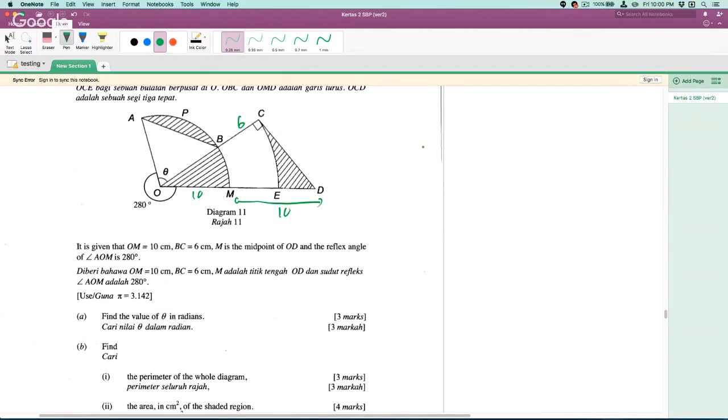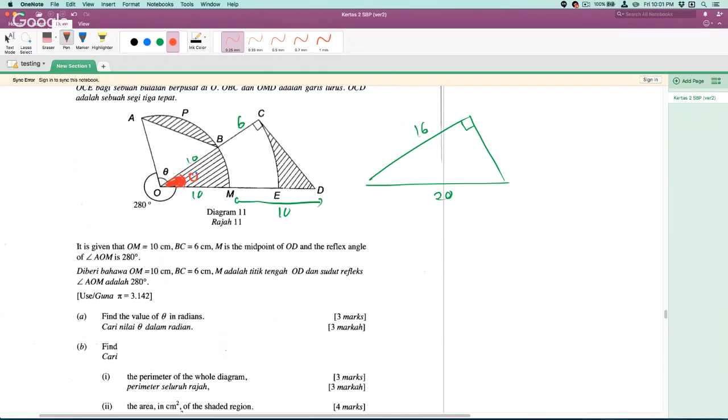reflex angle 280 is given. All right, so find the radian. We will need to find radian. So let me digest a while. Yeah, we just need to solve this triangle. I draw this triangle first. This is 90 degrees. Here will be 20. Here is 10, right? 10 plus 6. Here will be 16. I want to find this angle first.